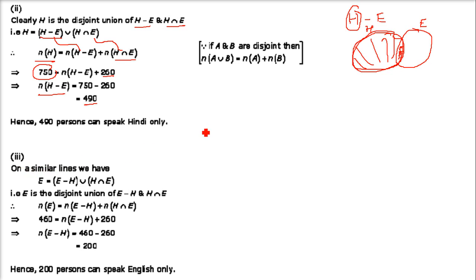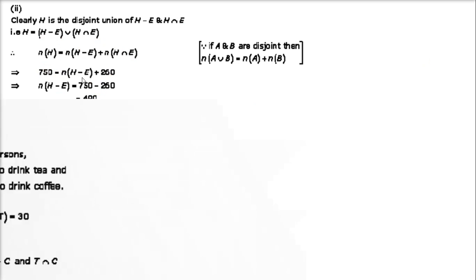Next one is, how many can speak English only? So here we have to find E minus H. Same thing we are going to do here for English. E is E minus H union H intersection E. They are disjoint, so we can just write n(E) equal to n(E minus H) plus n(H intersection E). This we know already, 460, and this we have already found out. So just subtract them, you get 200 persons that can speak English only.